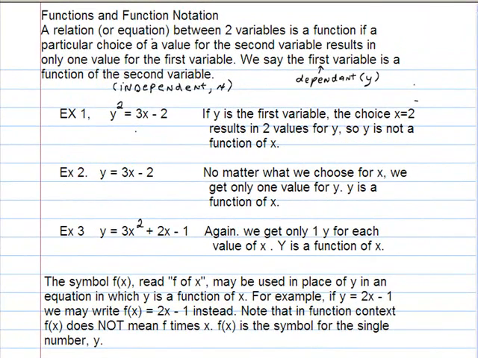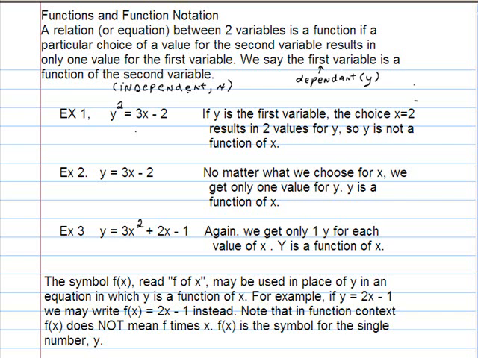This podcast is on the topic of functions and function notations. A relation, and in our particular case we're going to be looking primarily at equations, which have two variables, is a function if a particular choice of a value for the second variable results in only one value for the first variable. We say that the first variable, or what we normally call the dependent variable y, is a function of the second variable, which we call the independent variable x.